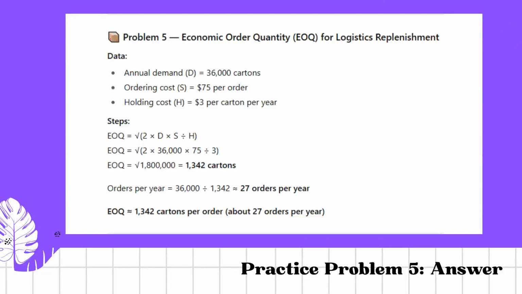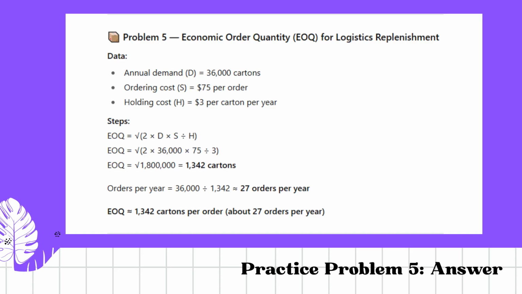Problem 5. Economic order quantity for replenishment. Data. A distribution center uses 36,000 cartons of product each year. Each order costs $75 to place, and holding 1 carton for a year costs $3. We need to find the order size that minimizes total cost and how many orders should be placed annually.